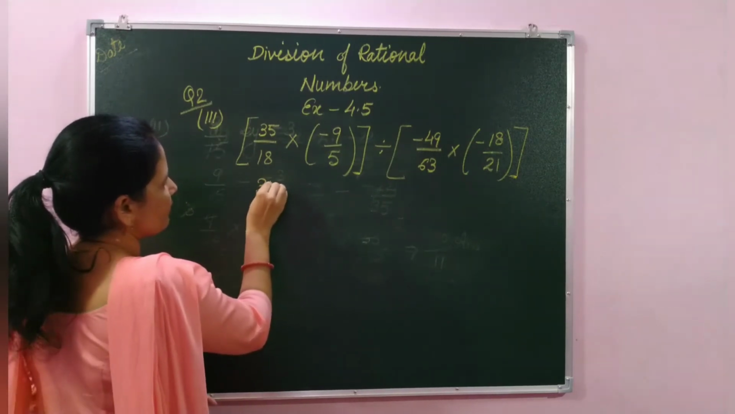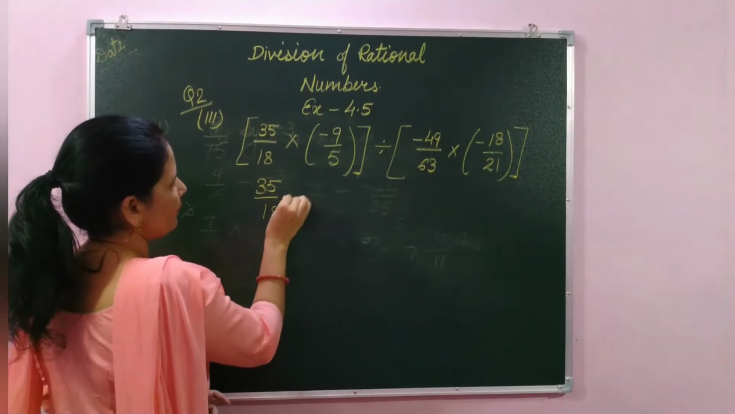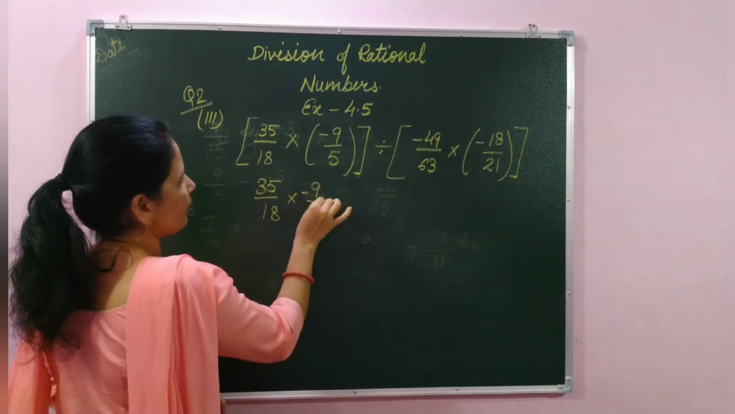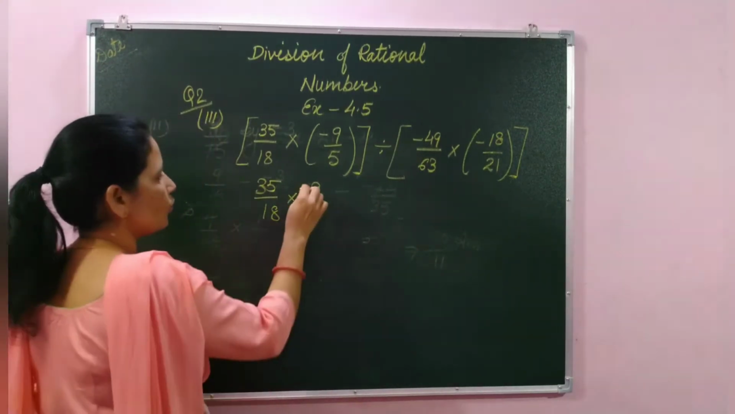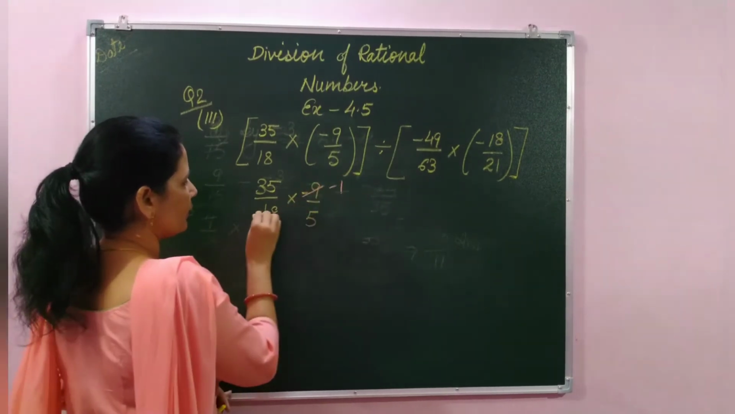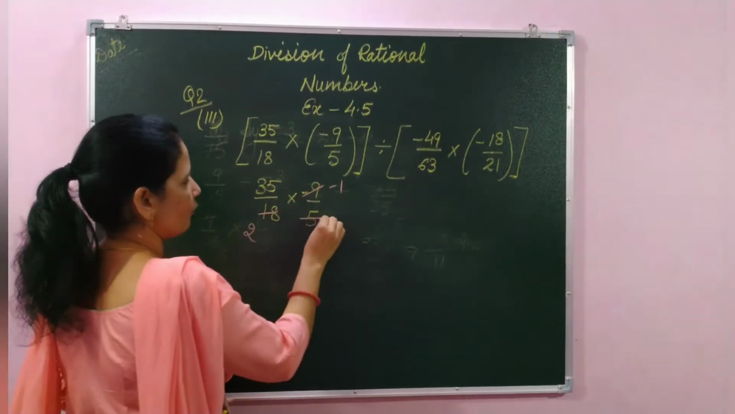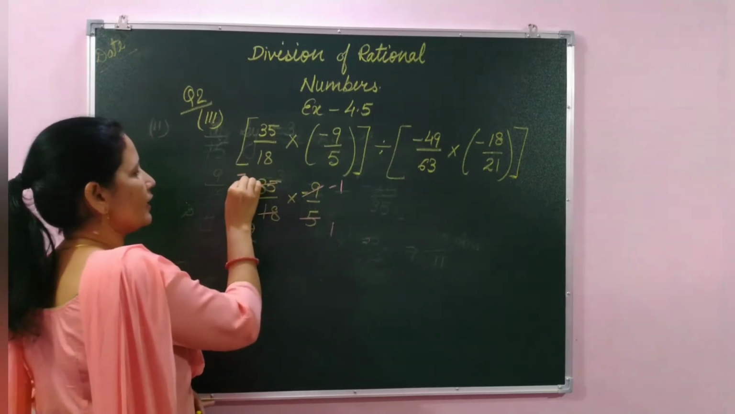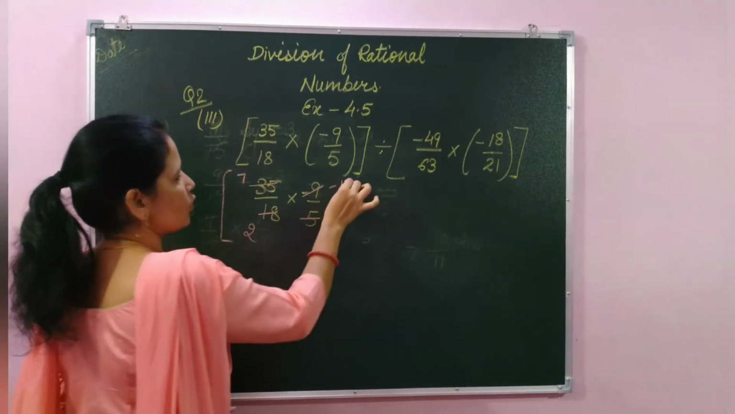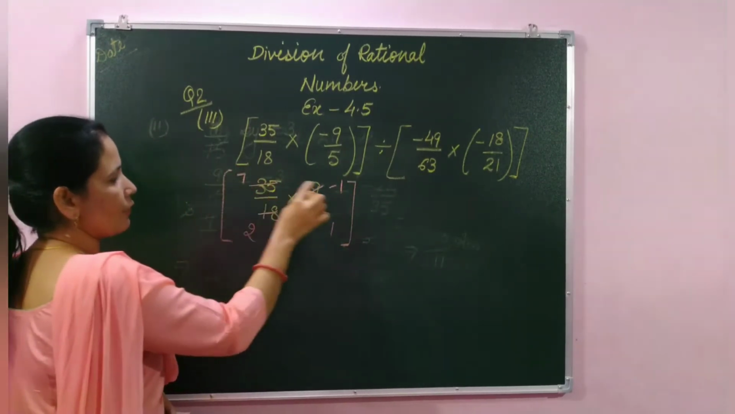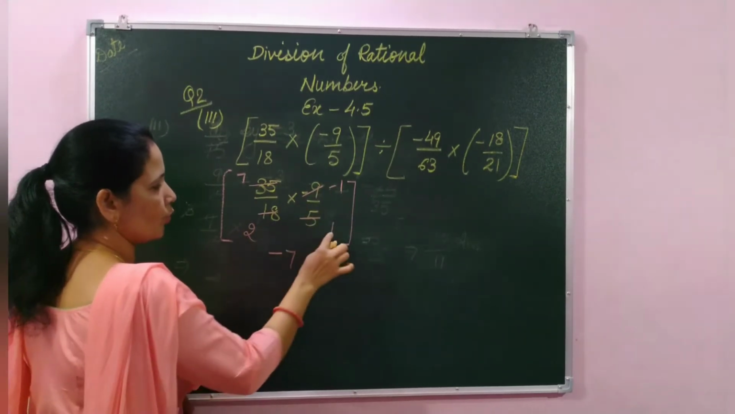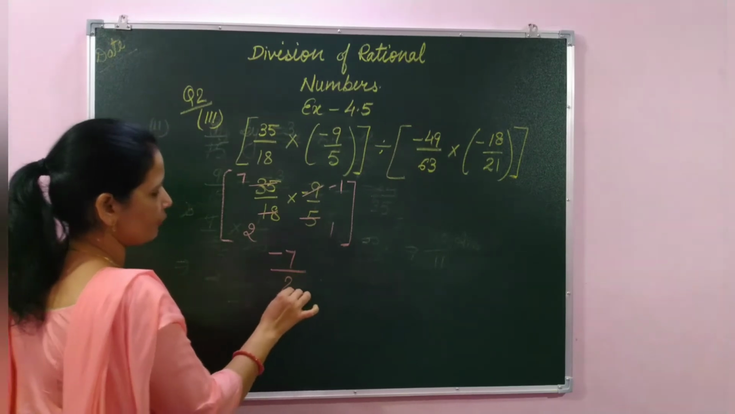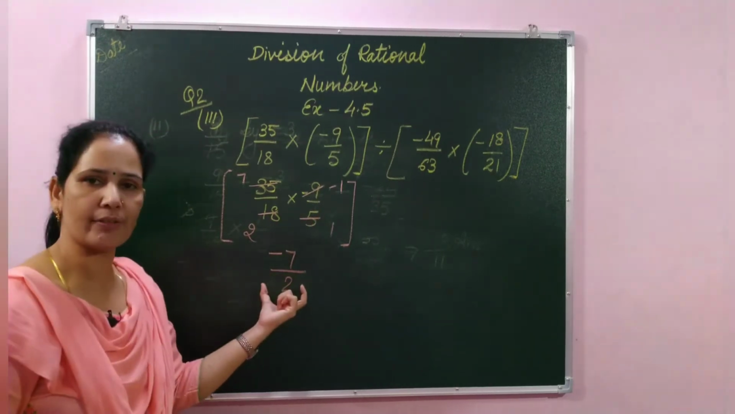35 by 18 multiply minus 9 by 5. So is it possible to cancel? Yes. How? 9 1s are 9, 9 2s are 18, 5 1s are 5, 5 7s are 35. This one is our first one. So 7 1s are 7, minus as it is, 2 1s are 2. So from the first one we get minus 7 by 2.